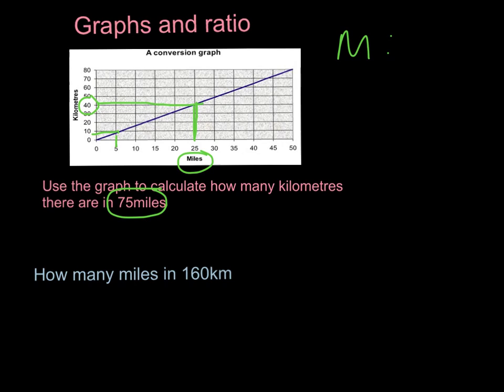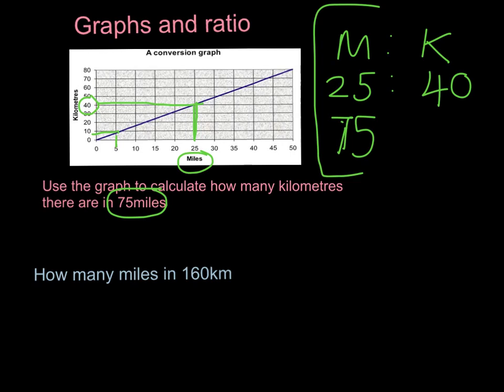So let's get a ratio. Miles to kilometres. If you've got 25 miles, according to the chart, it's coming out at 40 kilometres. So for every 25 miles, it's equivalent to 40 kilometres. We didn't want that ratio though. We wanted to work out how to do 75 miles. So underneath the miles, we're going to put the 75 miles because that's what we're looking for.